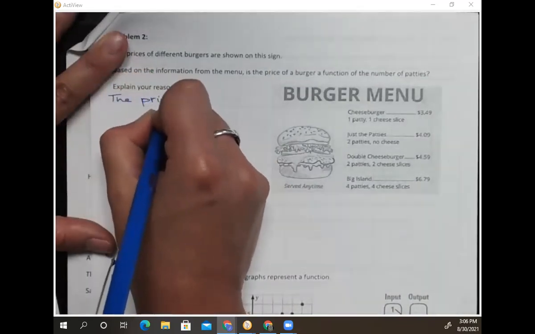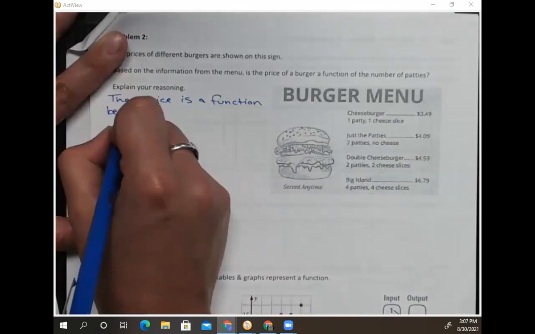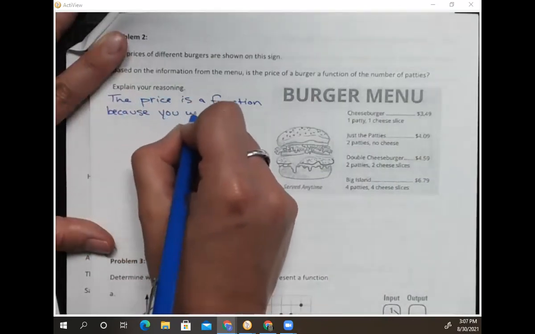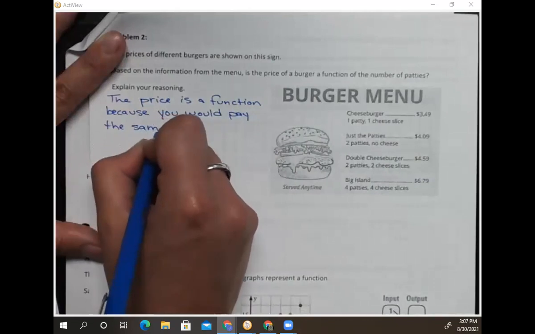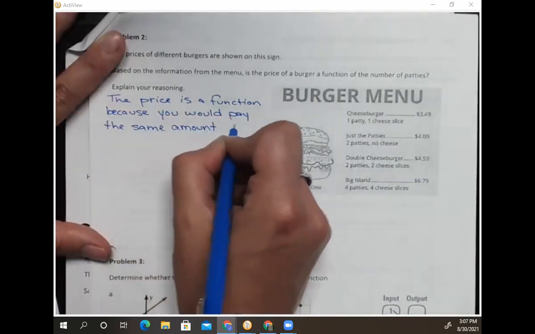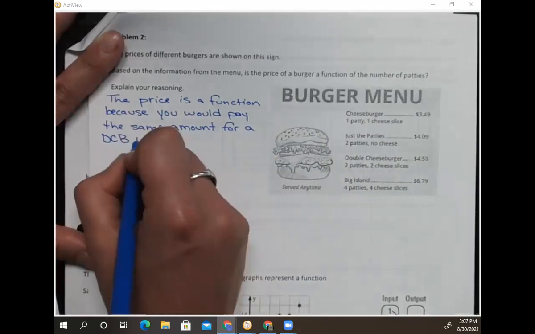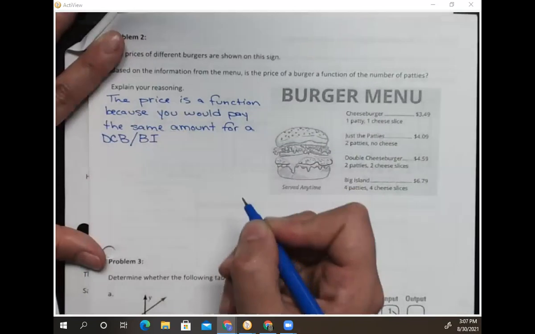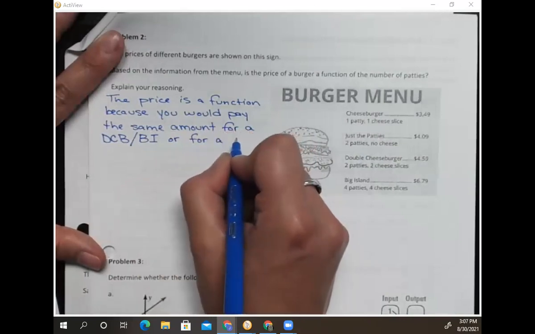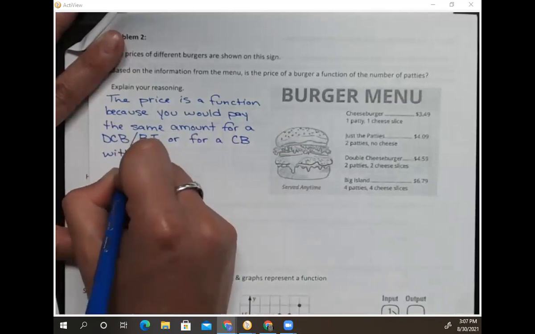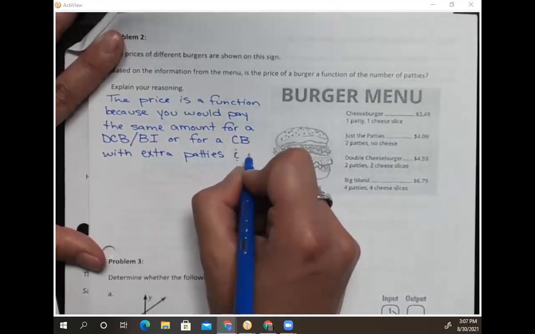The price is a function because you would pay the same amount for a, I'm going to abbreviate here, double cheeseburger or Big Island, or for a cheeseburger with extra patties and cheese.